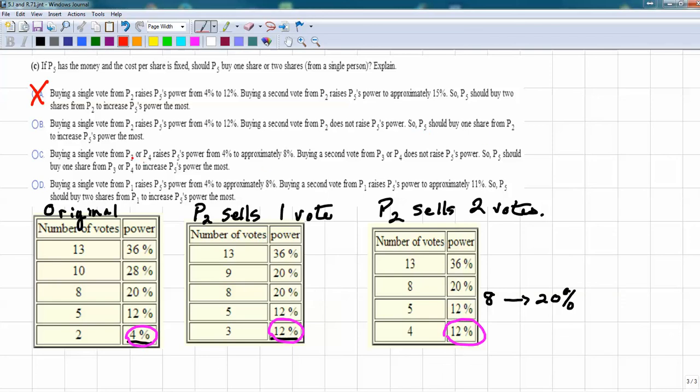And over here it talks about raising it to 8%, which, that's great, but that's not nearly as much as 12%, so we can automatically discount this one. And then this one talks about raising it to approximately 8%, which is true, but we don't need to worry about that one. So our answer is buying a single vote from P sub 2 raises P sub 5's power from 4% to 12%, and that's exactly where we're at.